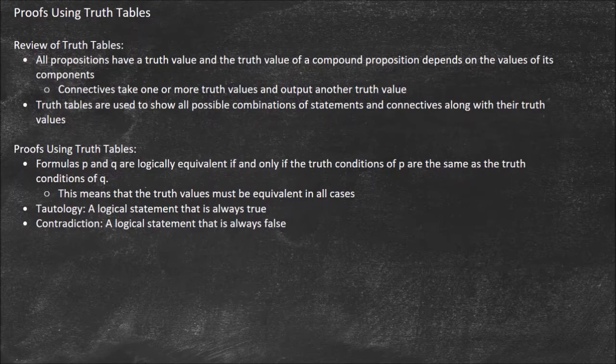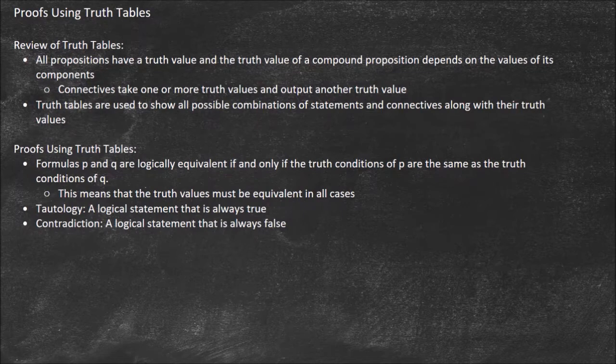Formulas P and Q are logically equivalent if and only if the truth conditions of P are the same as Q in all situations. So basically what we can do is create a truth table and compare two propositions, two complex propositions even, and if their truth values are always the same, we can say they're logically equivalent, and that's a proof that can allow us to do some more complicated things later on.